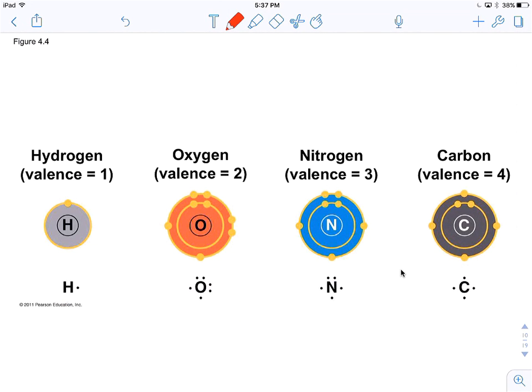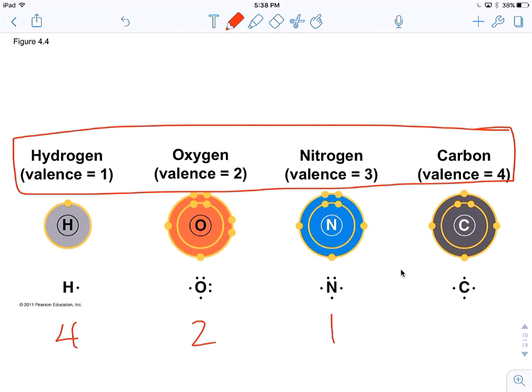So let's look here. Hydrogen has a valence of 1, so you would have 4 hydrogens per 1 carbon. Oxygen has a valence of 2. Okay, you can get 2 oxygens onto a carbon. Nitrogen has a valence of 3. We can get at least 1 onto carbon, and then here's carbon with our valence of 4. Okay, so learn these. These are the elements present in organic compounds.